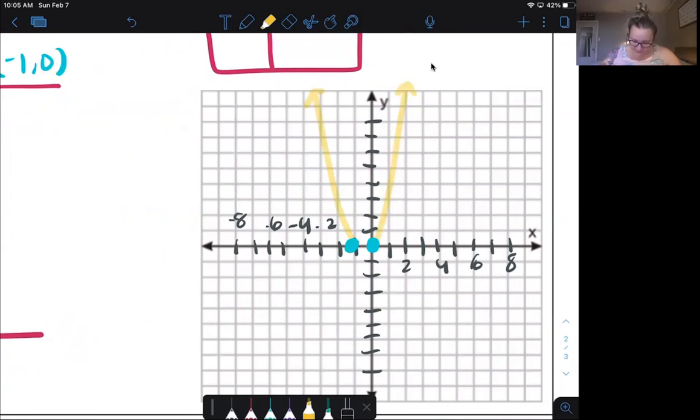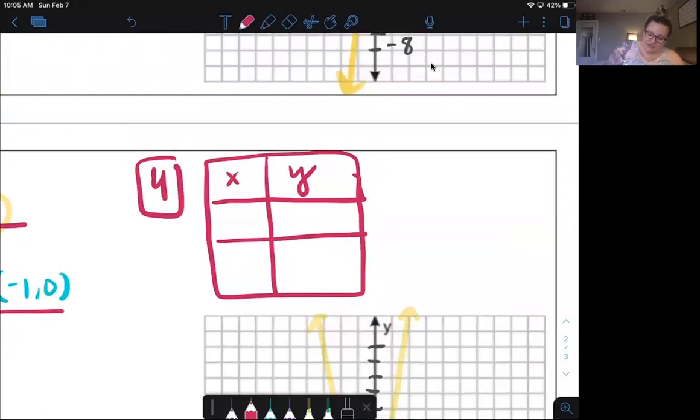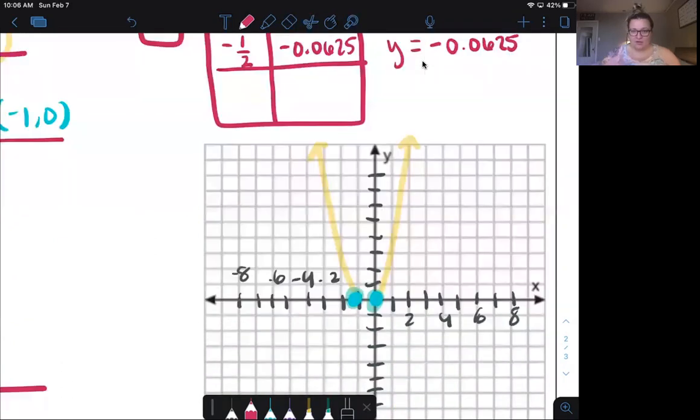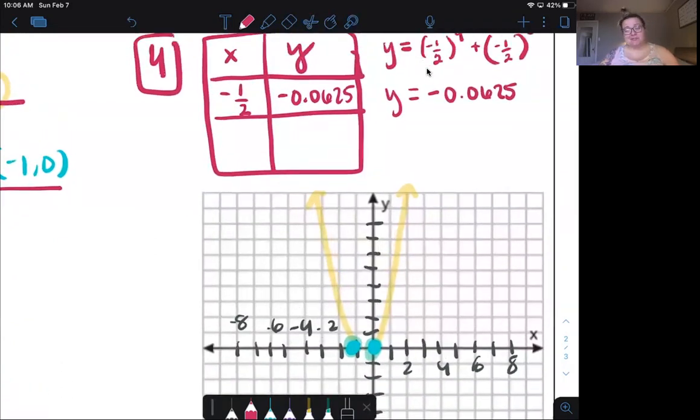So to do that, since this was 0 and this is negative 1, let's plug in the x value between those. So I'm going to plug in the x value of negative 1/2, or negative 0.5. So go ahead and plug in negative 0.5 into our function and see what you get for y. All right, so I got negative 0.0625 when I plugged in negative 0.5.